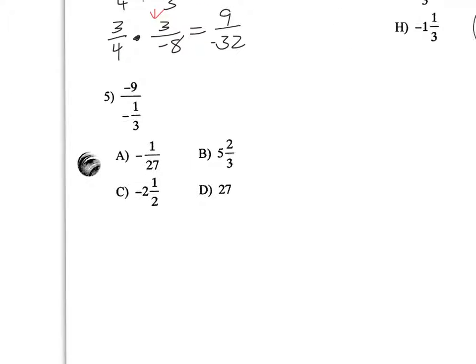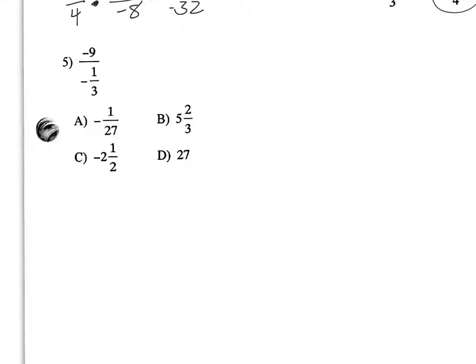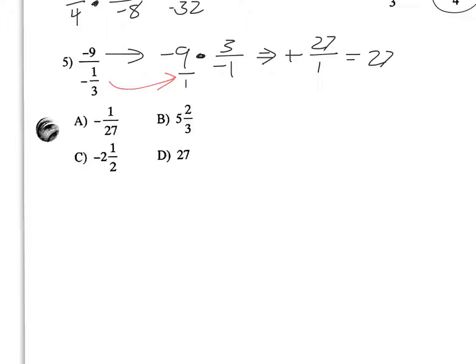Okay, and then problem number 5, another multiple choice, again, written differently. So we're going to change it to multiplication, so -9 times, now I've got to flip this one, 3 over -1. Remember, that's really -9 over 1. Two negatives, I know my final answer is going to be a positive, and then I deal with my numbers. 9 times 3 is 27. 1 times 1 is 1, so that's a positive 27, which is choice D.